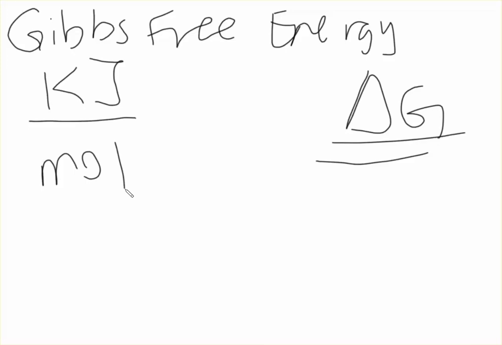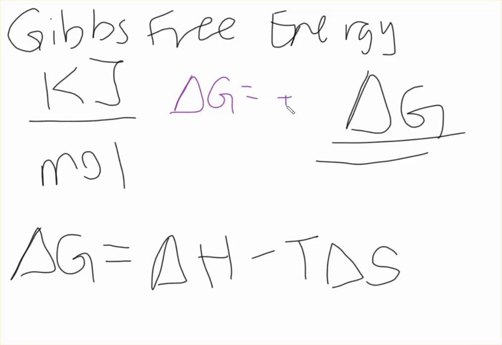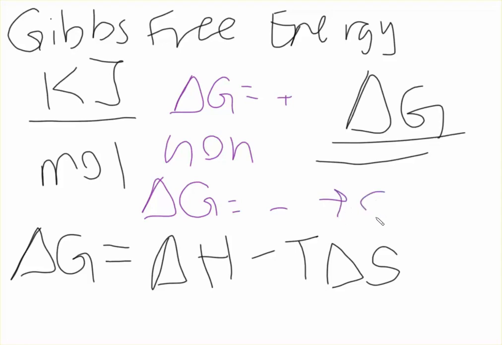There's actually a formula for this. Change in G is equal to the change in H, the enthalpy, minus the temperature times the change in S. And as with all the other ones, if the change in G is positive, that means it is non-spontaneous, and if the change in G is negative, that means it is spontaneous.